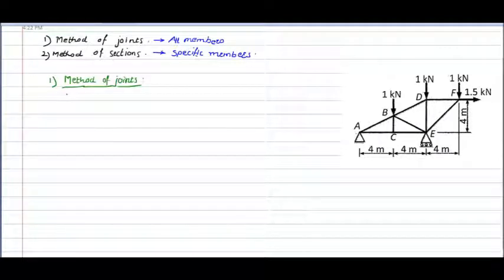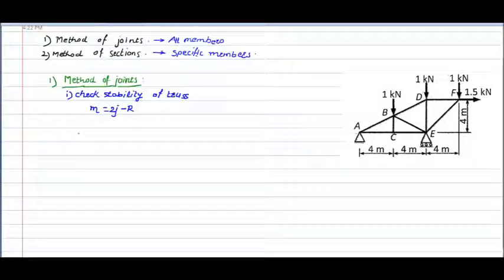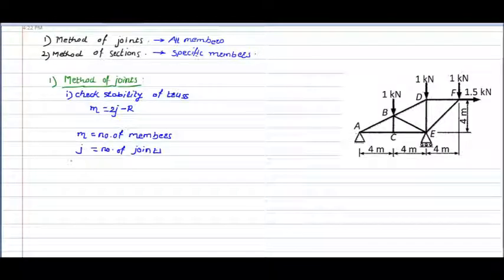So in the first step, we are going to check the stability. To check the stability, we generally use the equation m = 2j - r, where m is the number of members, j is the number of joints, and r is the number of reactions. So for the first step, always use this first checkup, that is, check the stability of the truss. So we will take this example.